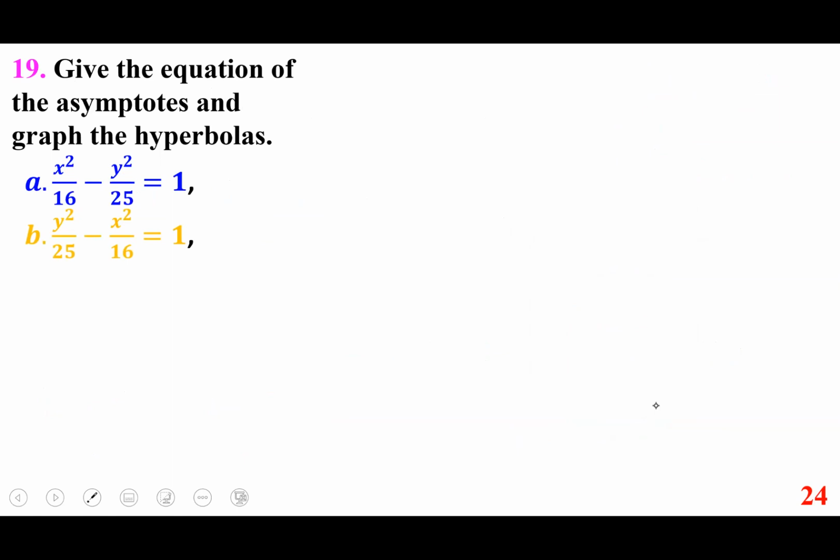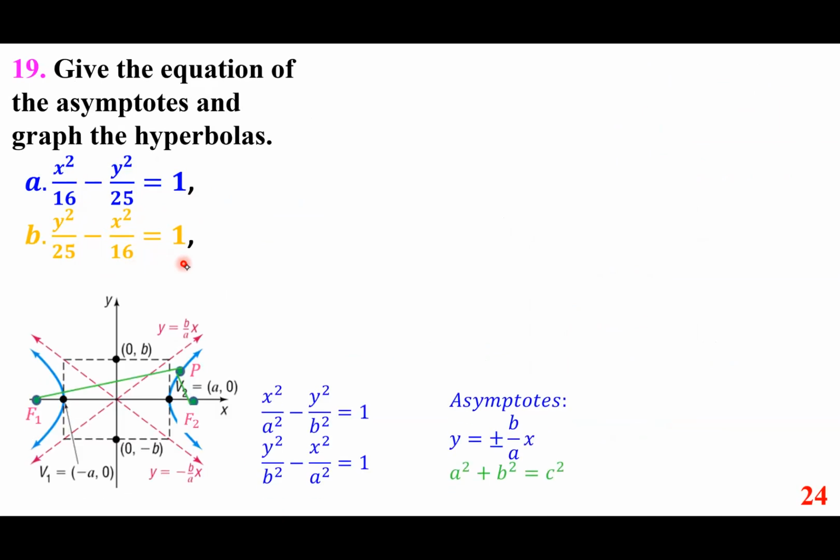Give the equation of the asymptotes and graph the hyperbolas. A, x squared over 16 minus y squared over 25 is 1. B, y squared over 25 minus x squared over 16 is 1. Now, first and foremost, let's quickly go over the concept of a hyperbola, which looks like that. The equations are x squared over a squared minus y squared over b squared equals 1. If you are looking at the blue one, y squared over b squared minus x squared over a squared equals 1. If I graph it like so, this one would be this one.